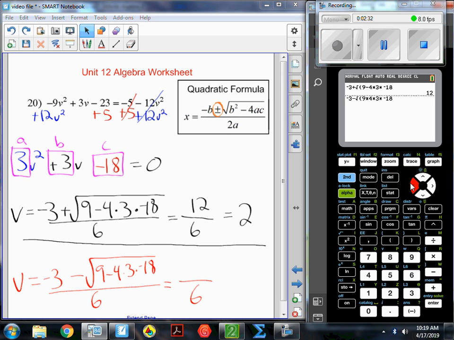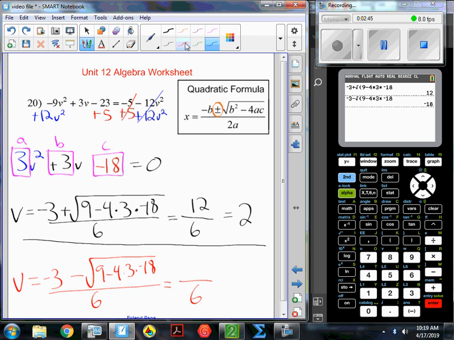And I realized I did 9 times 4 instead of 9 minus 4. So I'm going to fix that. So b squared minus 4 times a times c is negative 18. Negative 18 divided by 6 is negative 3. So those are my two solutions for this equation.